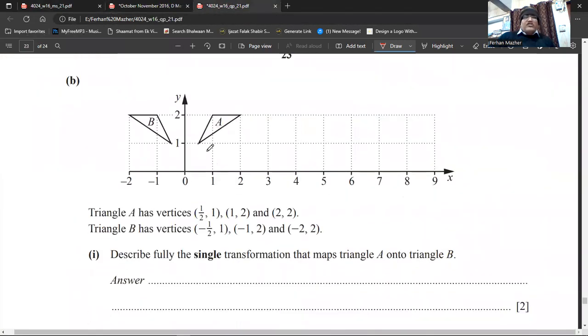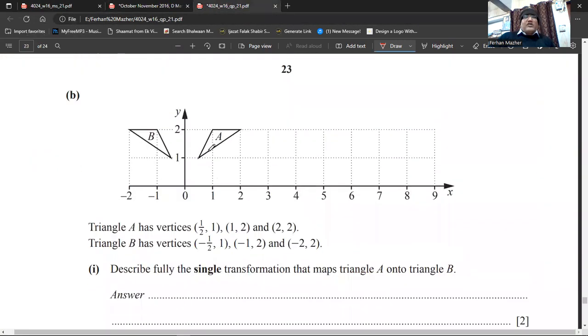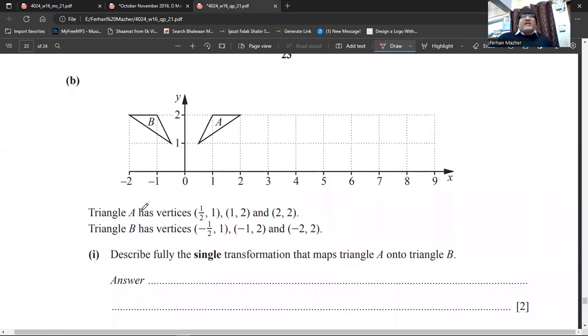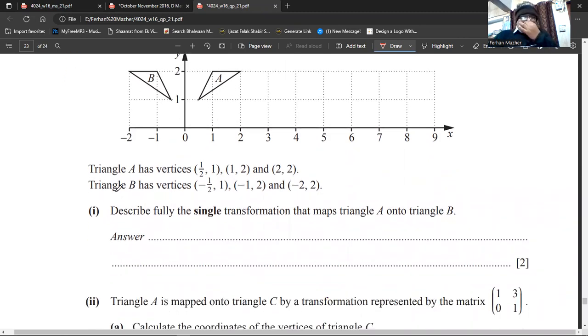Okay. Next we have question number 11, B part. It says triangle A has vertices (1/2, 1), (1, 2) and (2, 2). Triangle B has vertices (-1/2, 1), (-1, 2) and (-2, 2). And he says describe fully the single transformation that maps triangle A onto triangle B.